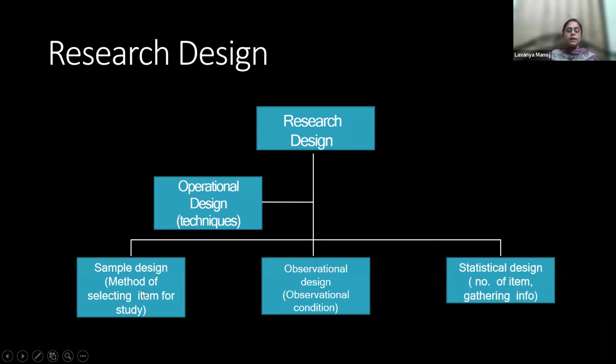Sample design is the method of selecting items for study. First, you need to start with the method of selecting the items, on what factors or aspects you are going to conduct the study. Then observational design, that is observational conditions: what factors or aspects you will be observing. Then statistical design: with the collected data and all the observations in hand, what statistical methods you are going to follow to come to an accurate or approximate result. This is how the master plan has to be done.